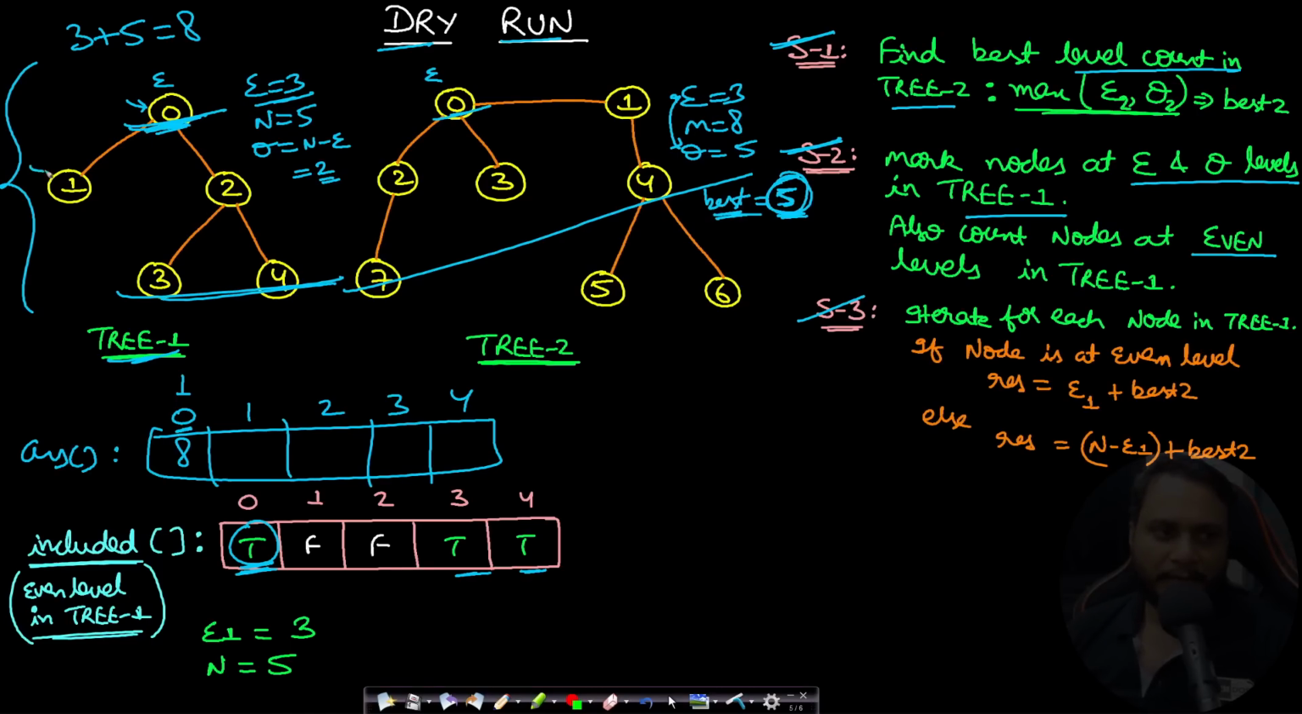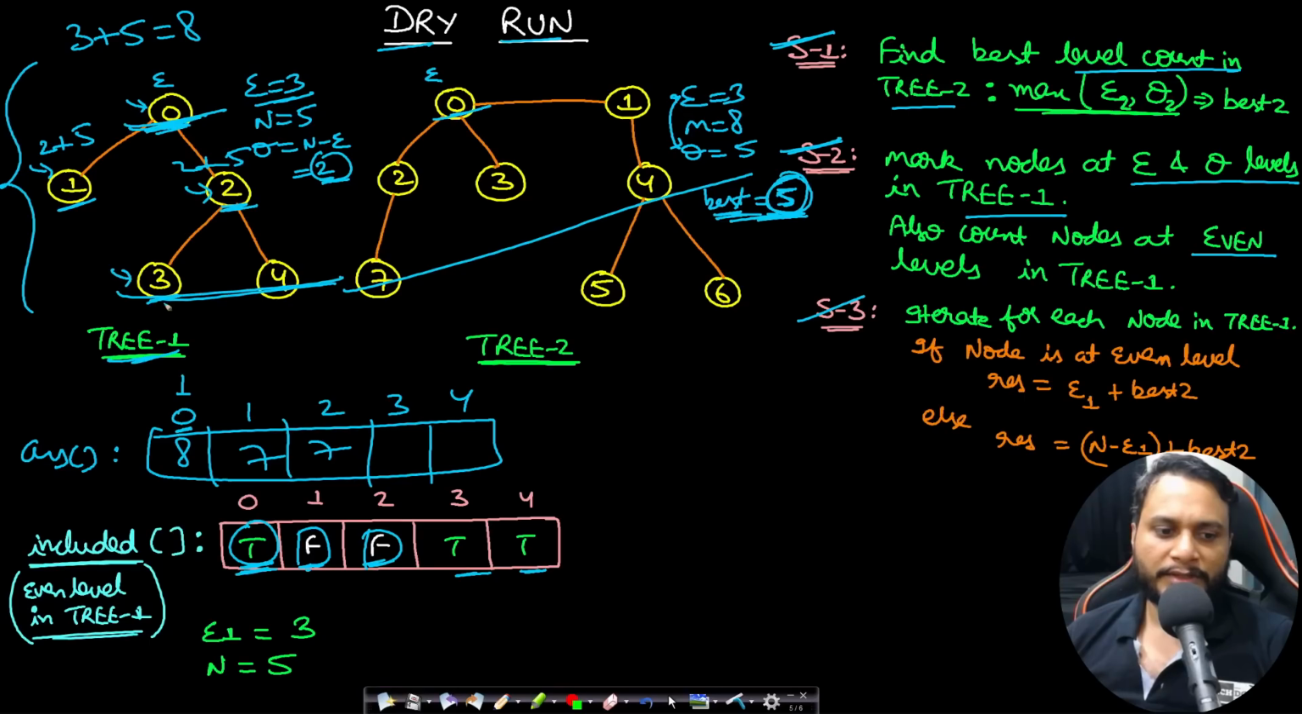Now, if I have to see for this node 1, check whether it is at even level or odd level. It is at odd level, so get the odd count, which is equal to 2. So add 2 to the best option, that means the best count from tree 2, and that will be 7. So add 7 here. For this node 2, check it out. This node 2 is at odd level again, so get the odd count 2 plus the best option from the second tree, 5. So this will also be 7.